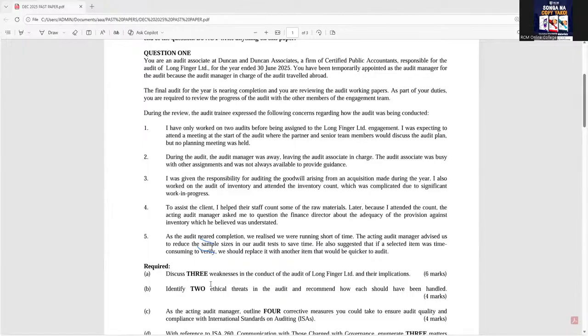Then also make sure that when you give your answer, the very first point you give is the main point. For example, if they say discuss 3 weaknesses, and we've already seen that planning was a problem, the first thing that must be seen in your answer 1 is lack of planning. Lack of planning was a weakness. Then you can elaborate on how this lack of planning occurred: there was no initial meeting conducted before this engagement commenced. So make sure you do that.